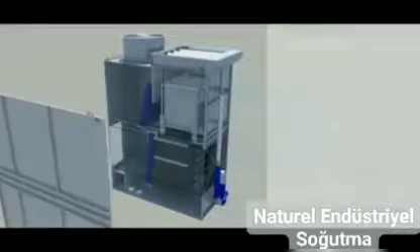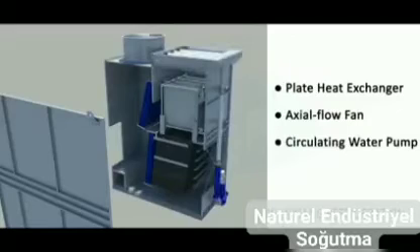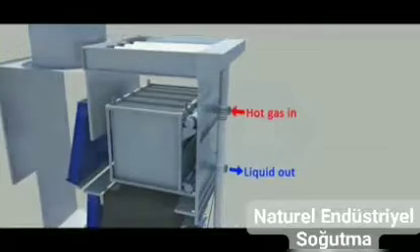Operation principle of plate evaporative condenser. Plate evaporative condenser consists of plate type heat exchanger, axial flow fan, circulating water pump, padding and other auxiliary components.